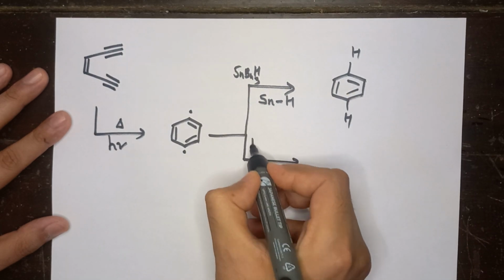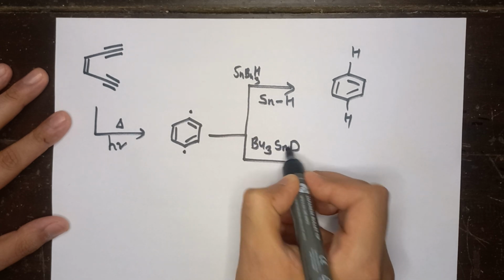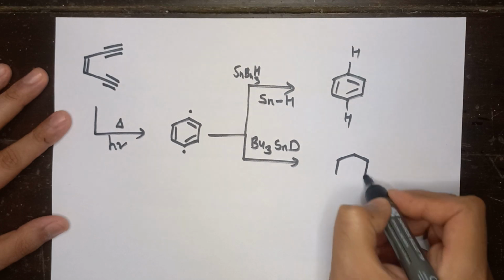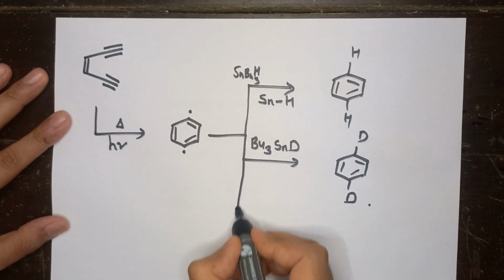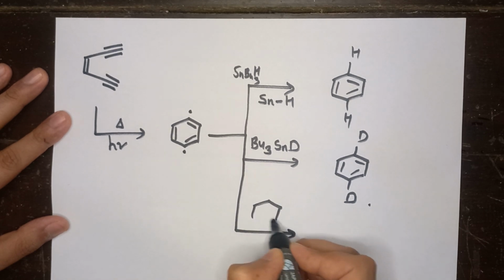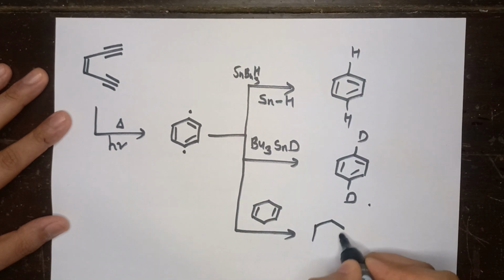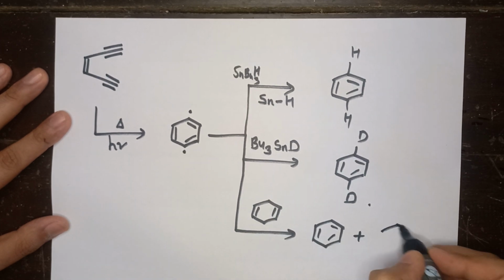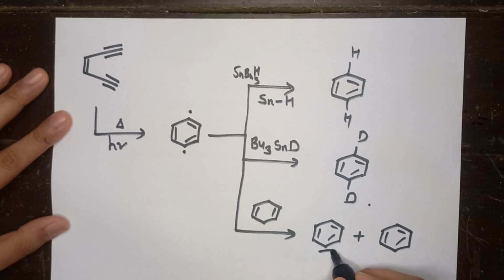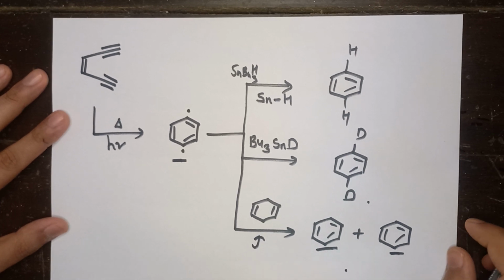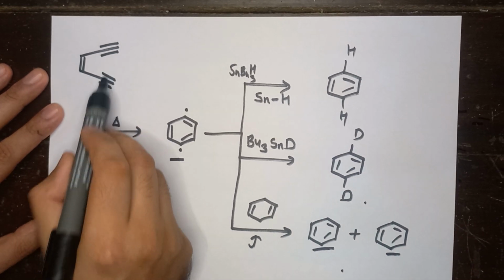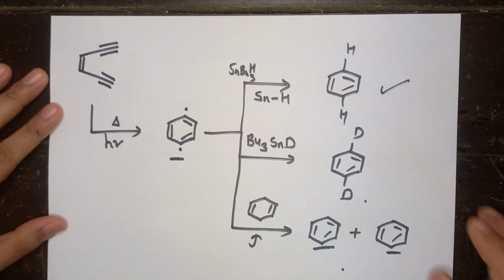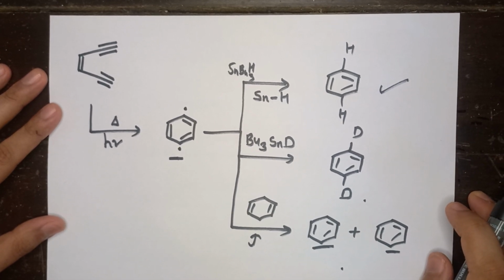If I react it with, instead of hydrogen, if I take deuterium, we have deuterium atom here. If I react this intermediate with this particular diene, we have 2 benzene as a product. 1 benzene coming out of this intermediate and 1 benzene coming out of this reagent. So this is the conclusion so far. This is what we call the Bergman cyclization, where you are cyclizing and forming this product, the cyclized product. And we have also seen the mechanism for each step.